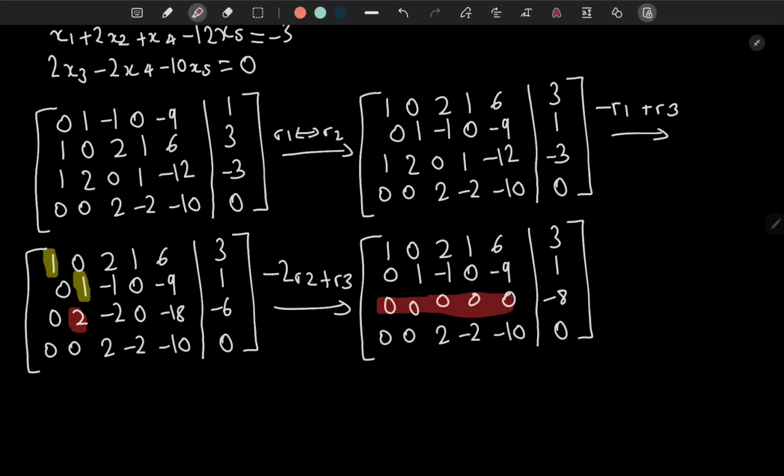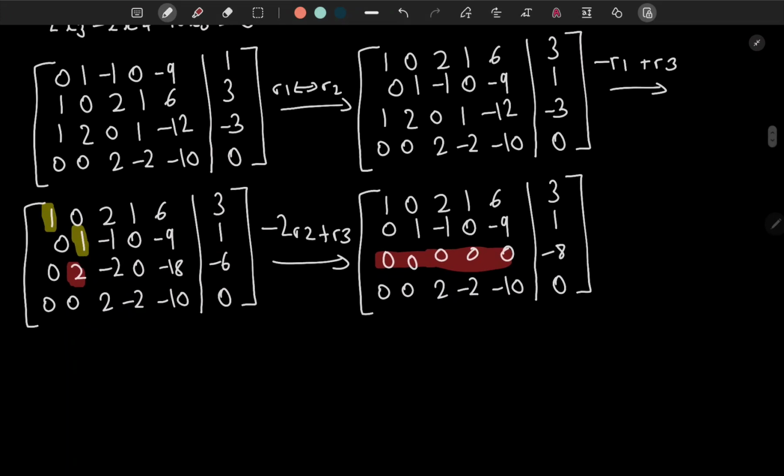So what this means now is that, let me write it so it will be more clear. 0x1, let me write x1 plus 0x2 plus 0x3 and so on is equal to -8, and all of them are zeros. So this is impossible and is undefined. So here we can stop and say that the system is inconsistent because of this reason.